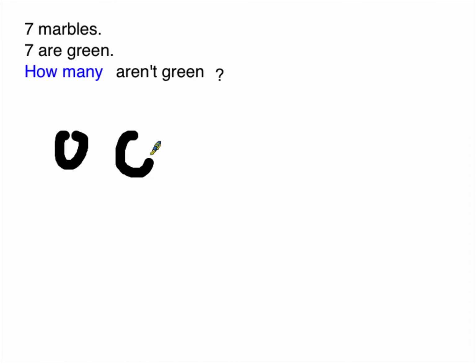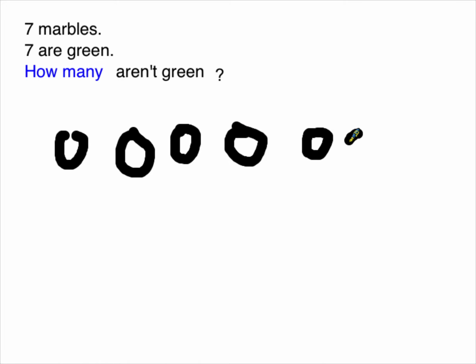Seven marbles. 2, 3, 4, 5, 6, 7. Remember, I can X them out, but I'm not going to X them out this time because I'm going to show you what happens when you make 7 of them green. 1, 2, 3, 4, 5, 6, 7. How many are not green?